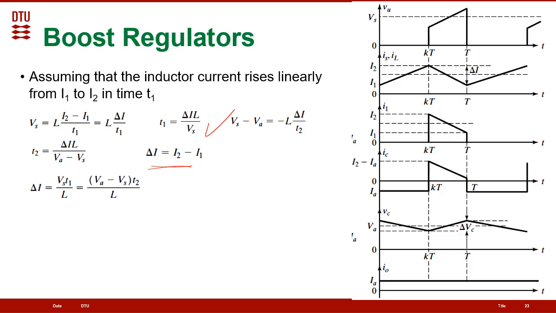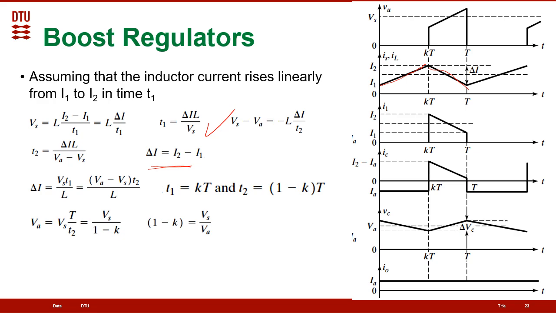So if we make these two equations equal, because we know that for the on state and off state, of course, the ripple will be the same, and we substitute with T1 and T2, then we can see that the relation between the output voltage VA and the source voltage is actually a relation for a boost converter. So actually our converter is a boost converter.